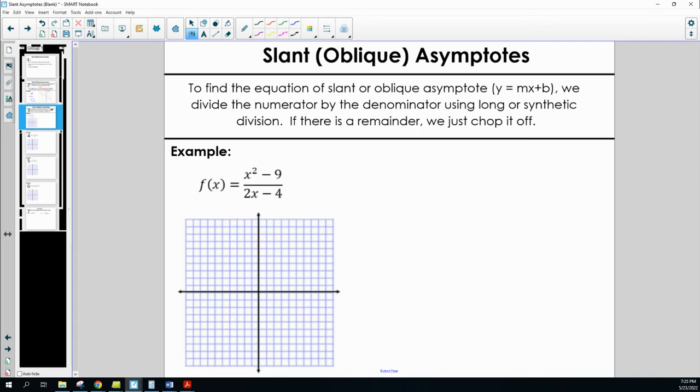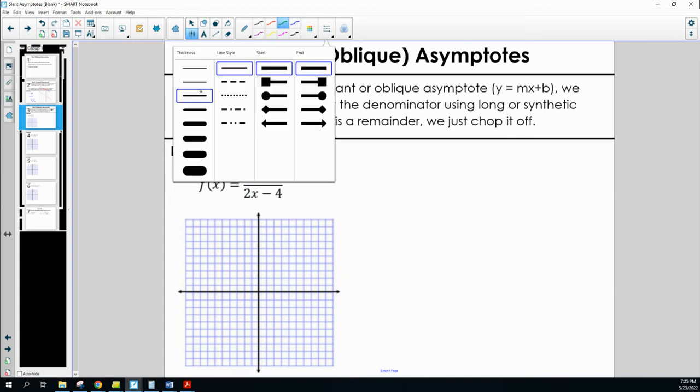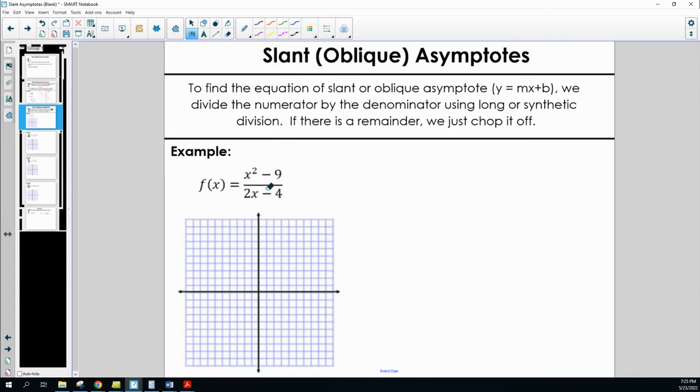Just as a refresher, if you're dividing by a linear function, meaning the exponent is 1, then you can use synthetic. I would recommend using synthetic only if the leading coefficient is also a 1. Looking at this example, we do have a linear on the bottom, but the leading coefficient is not a 1. So I'm actually going to use long division here. We're going to take the denominator and put it on the outside, so 2x minus 4, and then take the numerator and put it on the inside.